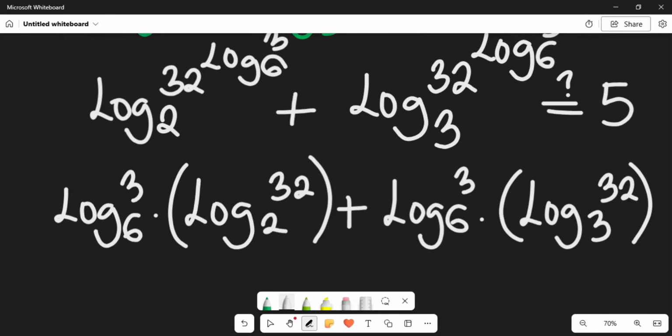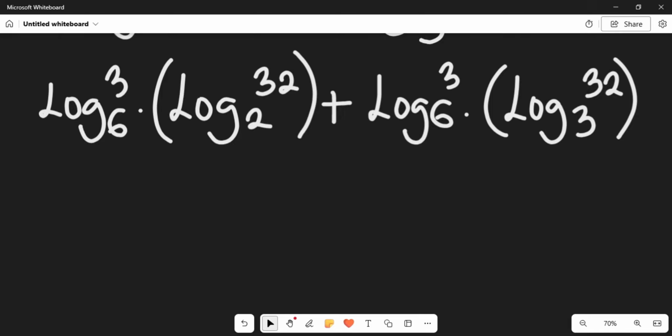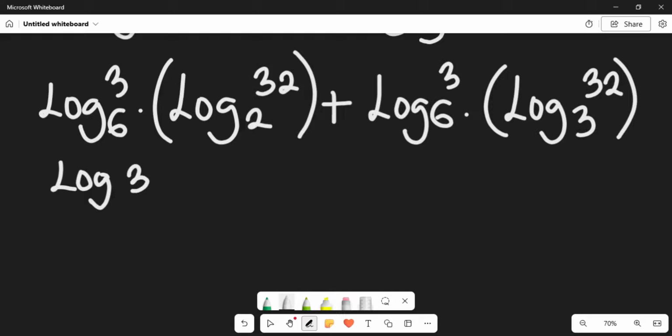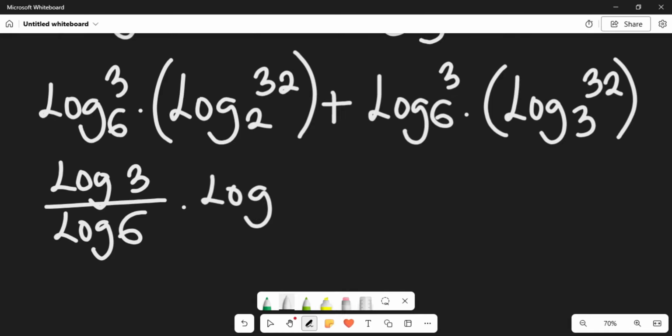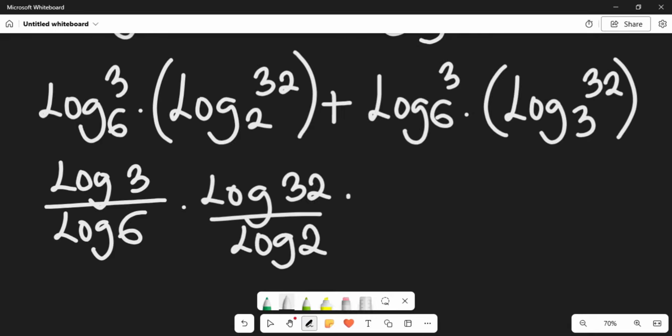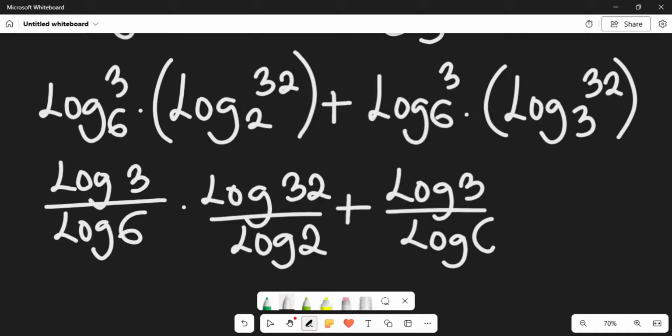If we simplify this, remember the principle of logarithm we gave you first, that whole expression can now become log 3 divided by log 6, where the base becomes the denominator, multiplied by log of 32 divided by log 2, and this will be plus log 3 divided by log 6, multiplied by log of 32 divided by log of 3.